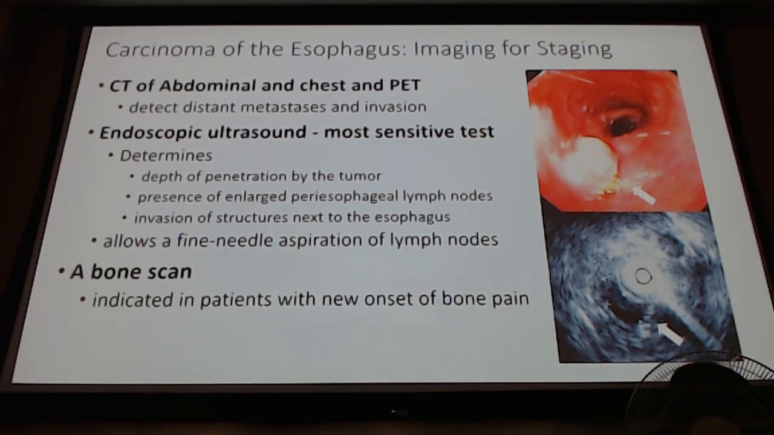So we want to do a CT of the chest and abdomen. Okay. We're looking for distant metastases and invasion. We want to do a PET scan. The most sensitive test, though, is an endoscopic ultrasound. Okay. We'll do an EGD, which has an ultrasound probe at the end. It really helps us determine the depth of the tumor and invasion into other surrounding structures. And it allows for fine needle aspiration of lymph nodes when we see them. So the most sensitive test is the endoscopic ultrasound, also known as an EUS.